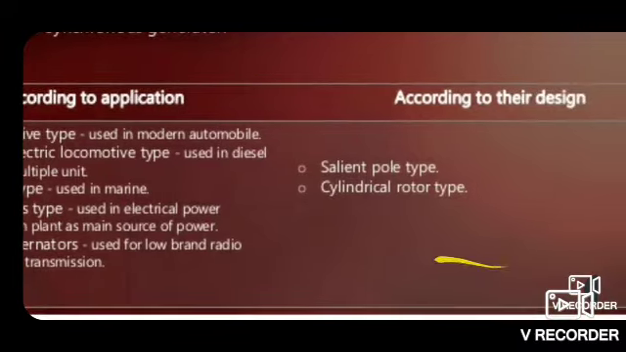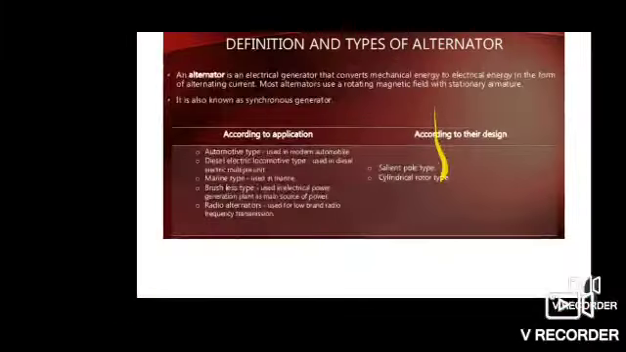According to the design, it is classified into two types. One is salient pole type, another one is cylindrical rotor type. These are the types of alternator.